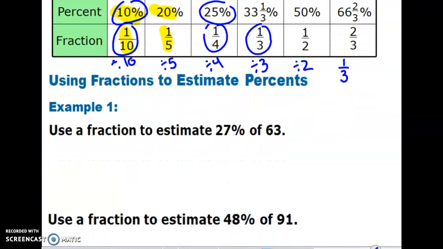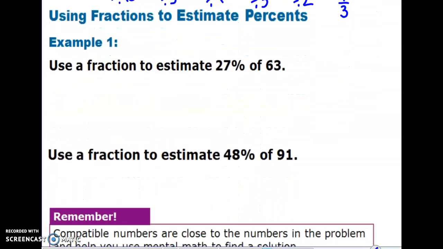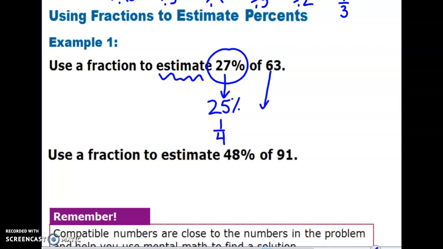Okay, so if we're going to estimate what 27% of 63 is going to be, I'm going to first look at 27%, kind of an ugly amount. I know in my mind that that is really close to 25%, and I also know that 25% is the same as 1/4. Now, I'm estimating here, so I'm not going to find the actual answer. I'm going to change this number now to a number that can be evenly divided by 4, that is close to 63.